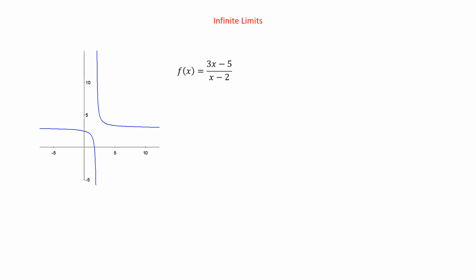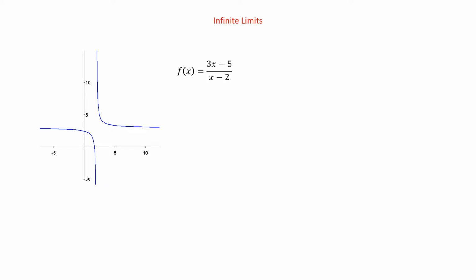The graphs look kind of like this. We saw this in section 1, where the limit doesn't exist, and we'd look for the left-hand limit and the right-hand limit. So from an equation, how does this happen? Well, the equation of this graph right here is f of x equals 3x minus 5 over x minus 2.